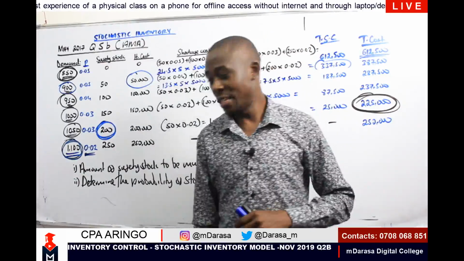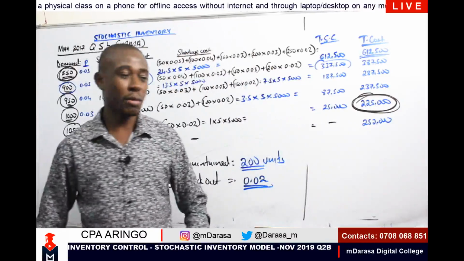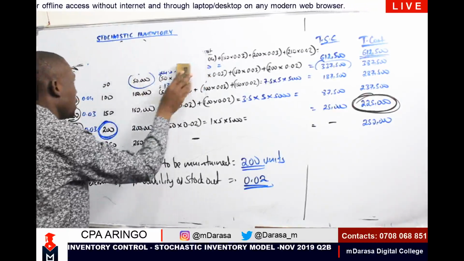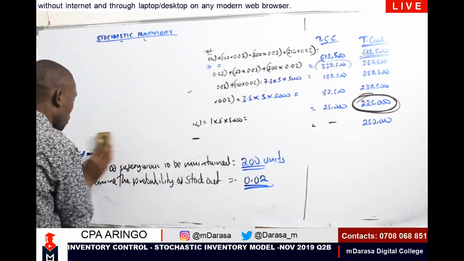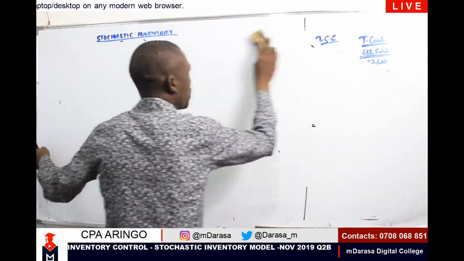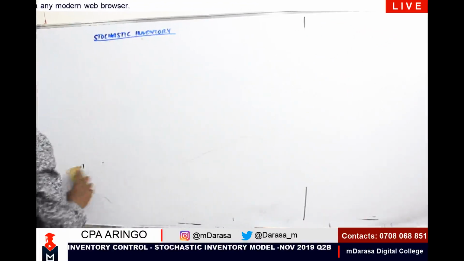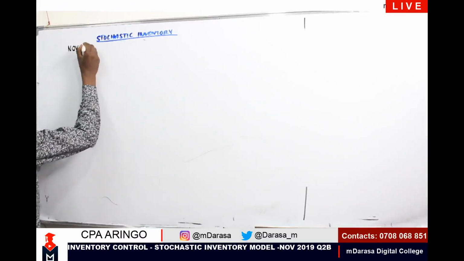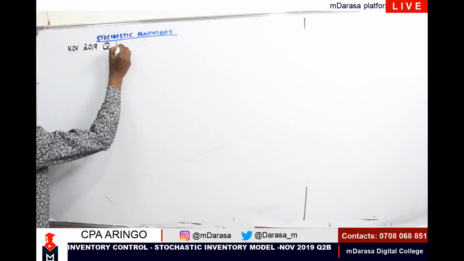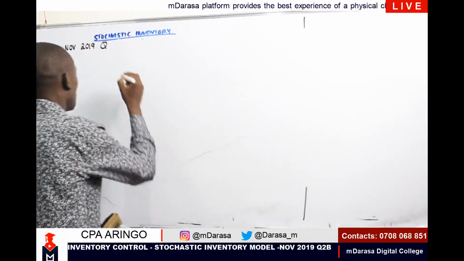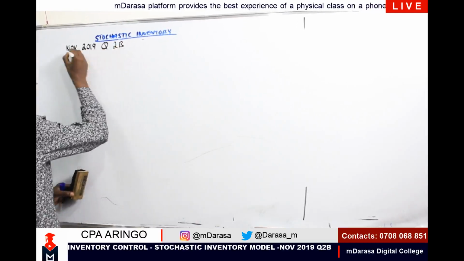So welcome to this class today. For us to understand the concept clearly, we are going to handle an illustration question from our past paper, tested in November 2019, question number 2, part B. Still the concept of the stochastic inventory model, and just below here, you can see that question written.